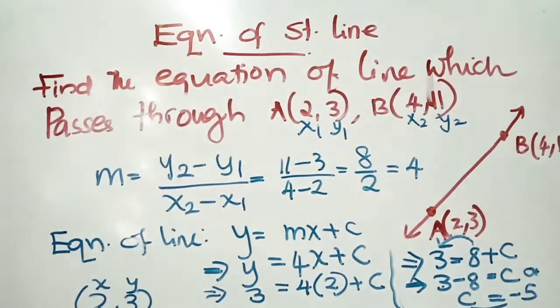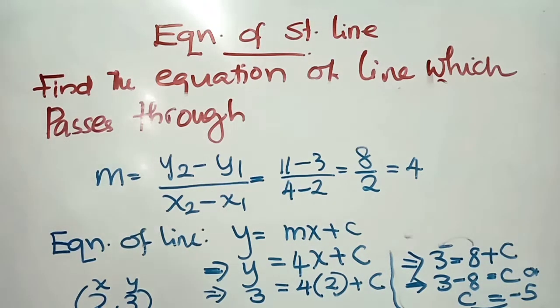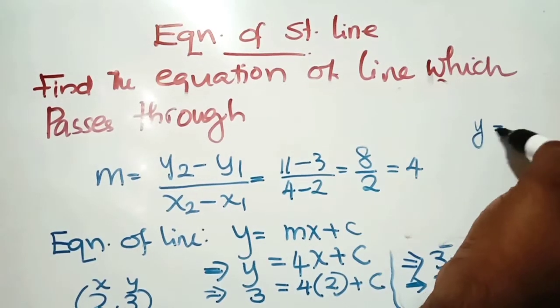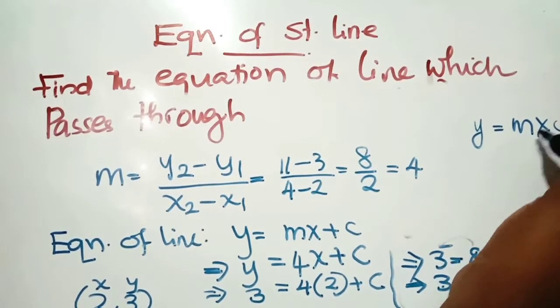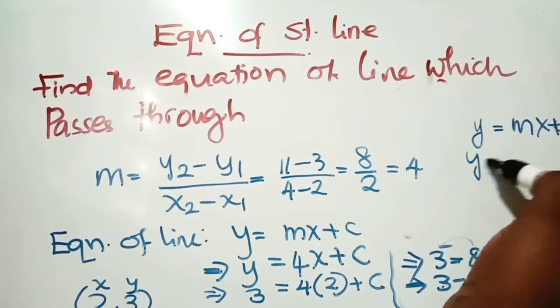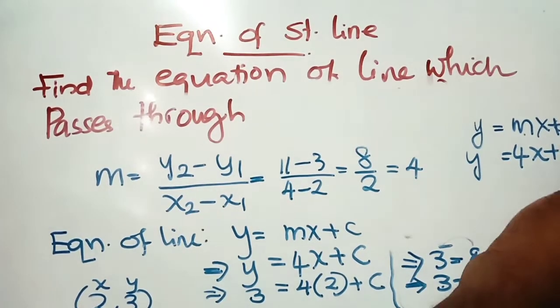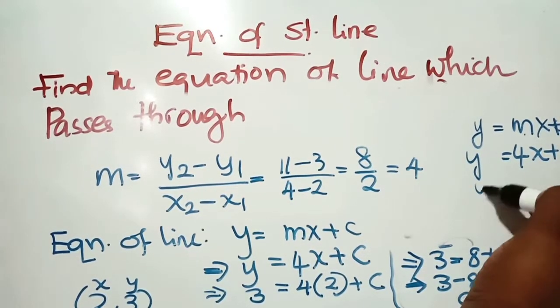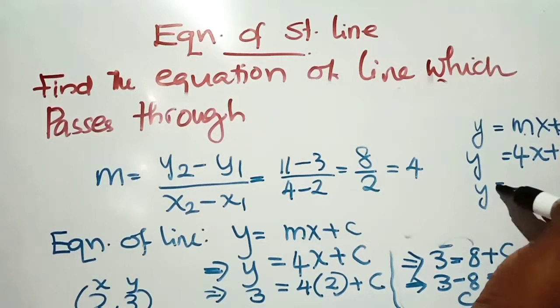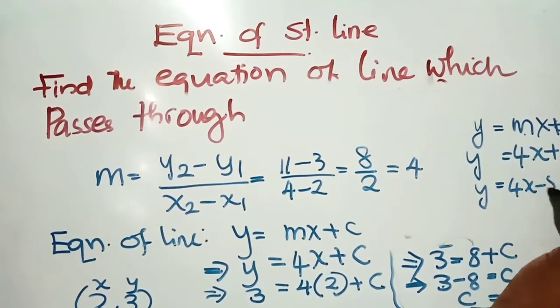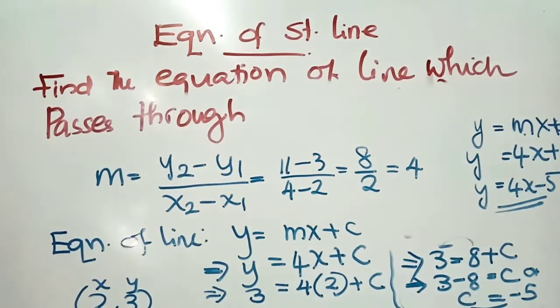Now we got m as 4 and c as minus 5. So we need to calculate the equation of the straight line. The equation of the line is y equals mx plus c. That is y equals m is 4, x, plus c is minus 5. So we get y equals 4x minus 5 as the equation of the straight line.